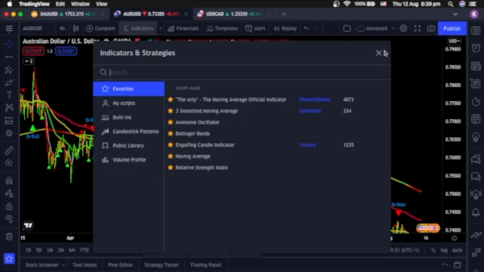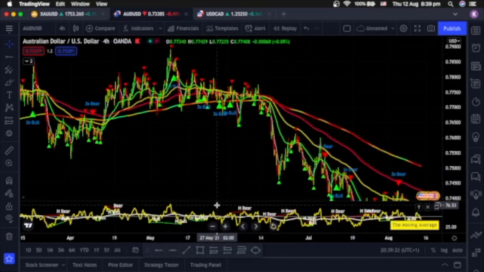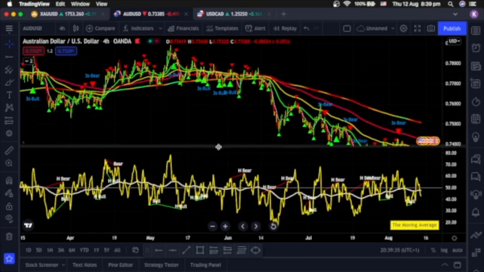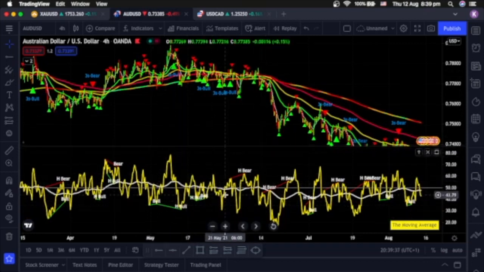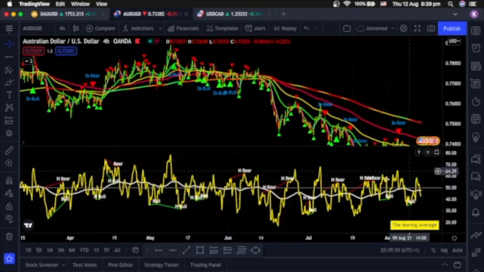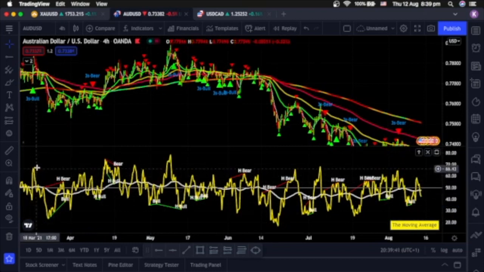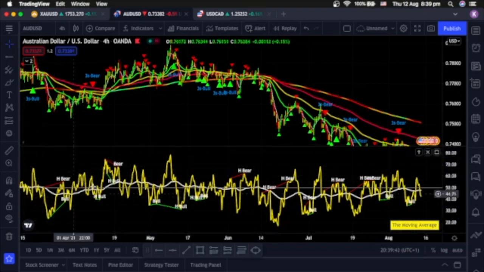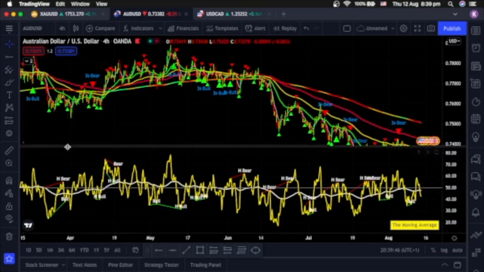Now click on it, and this will come up. Now, it will not look like this for you guys, but what you can do is go to its settings.